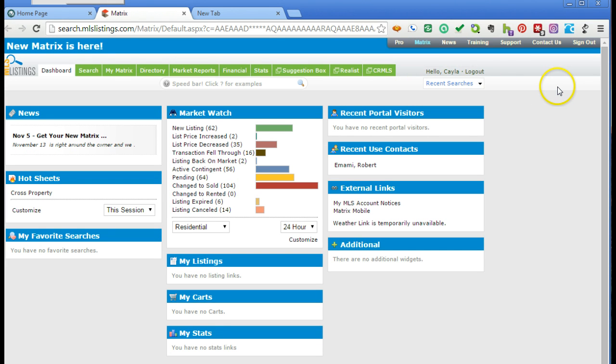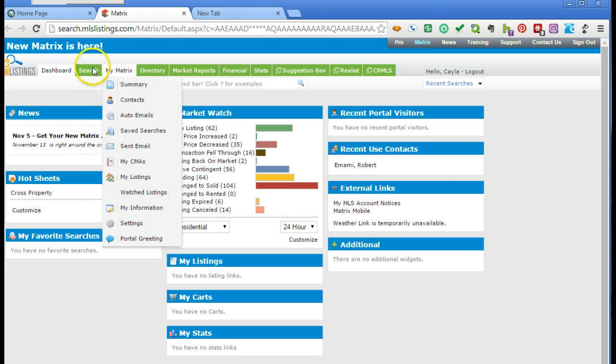Now, this is what Matrix looks like. The MLS has its own training program. Can anybody guess how you would find the training program? Matrix is the name of the software. There's a button that says training. My goodness. And if you click on the button, they have live classes. They have a YouTube channel. The MLS has a YouTube channel. They have training videos. You ought to watch some of them, but we're doing an open house.